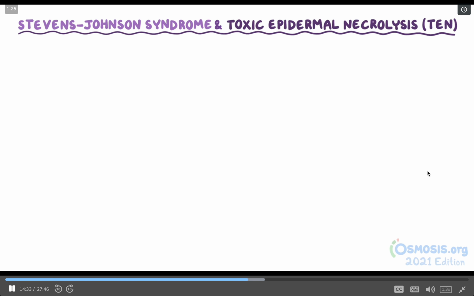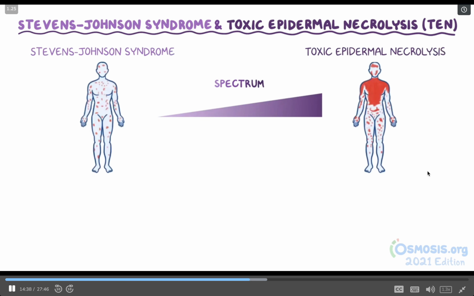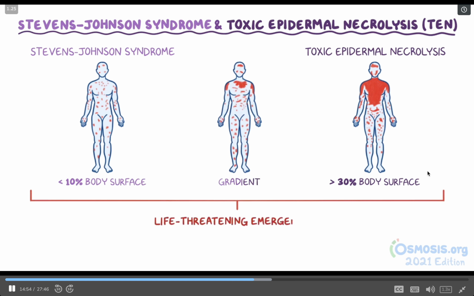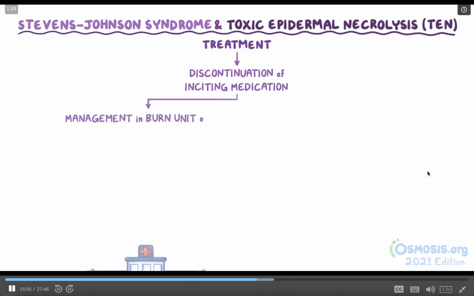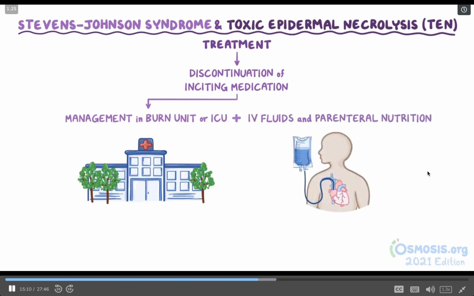These two diseases form a spectrum of disease, where the extent of body surface area involvement differentiates Stevens-Johnson syndrome from TEN, being respectively less than 10% and more than 30%, with a gradient of disease between those two extremes in between. These are life-threatening dermatological emergencies. The primary treatment is discontinuation of the inciting medication, followed by management in a burn unit or intensive care unit, and giving IV fluids and parenteral nutrition.